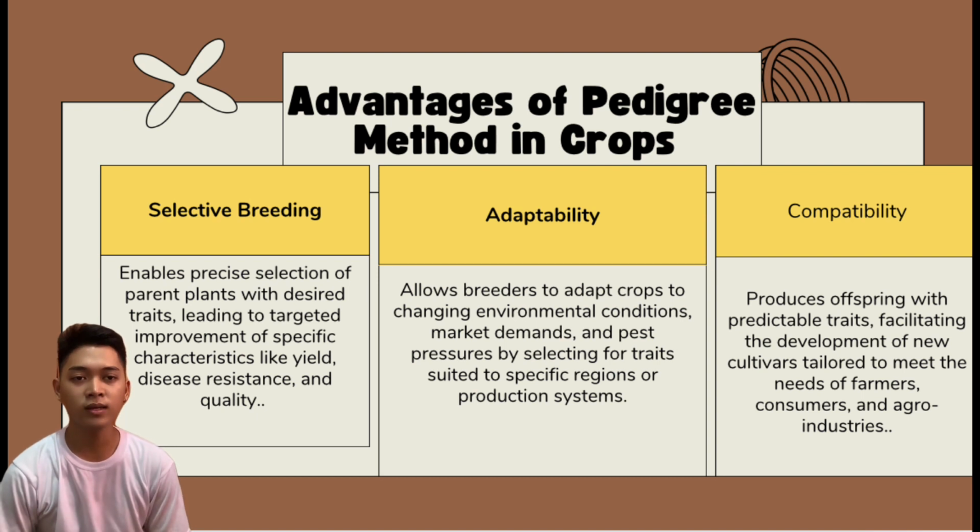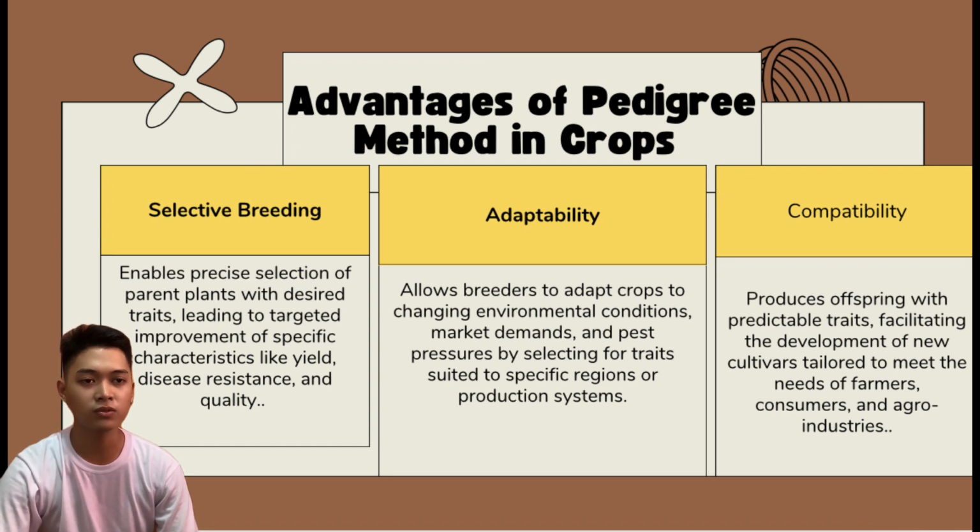And the last is, what are the advantages of the pedigree method in our crops. First is selective breeding. It enables precise selection of parent plants with desired traits, leading to targeted improvement of specific characteristics like yield, disease resistance, and quality. Next is adaptability. It allows breeders to adapt crops to changing environmental conditions, market demand, and pest pressure by selecting for traits suited to specific regions or production systems.